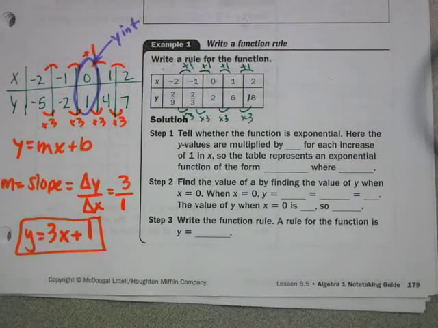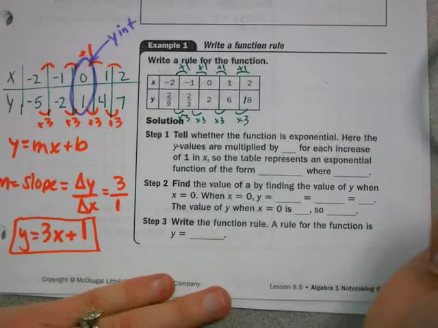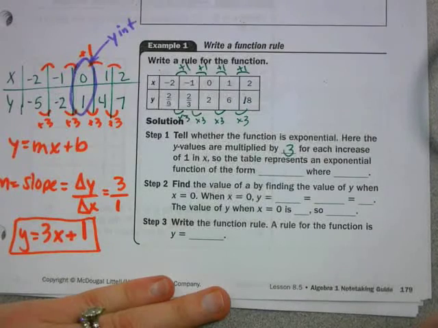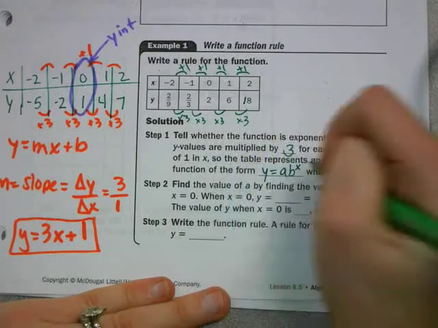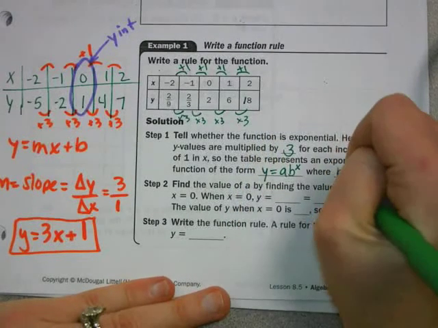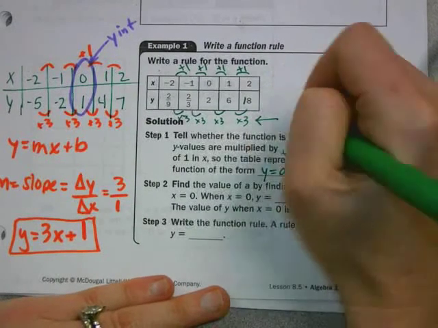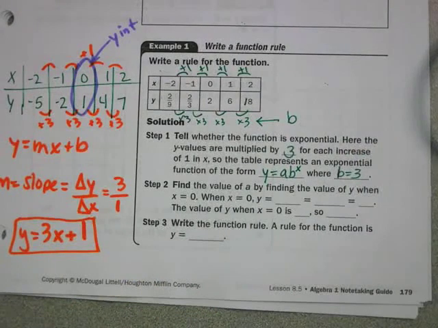All right, so first of all, kind of filling in here, it says tell whether the function is exponential. Here the y values are multiplied by 3 for each increase of 1 in x. So the table represents an exponential function in the form of y equals ab to the x, where b equals 3. So there's the deal. This magic number that they're getting multiplied by is b. It does not stand for y-intercept in exponential functions. I know it would have been nice if they would have made it like that, but it doesn't. B is whatever number it's being multiplied by.